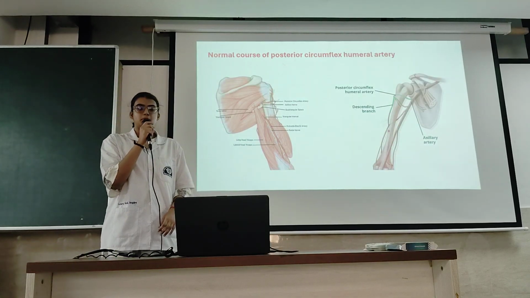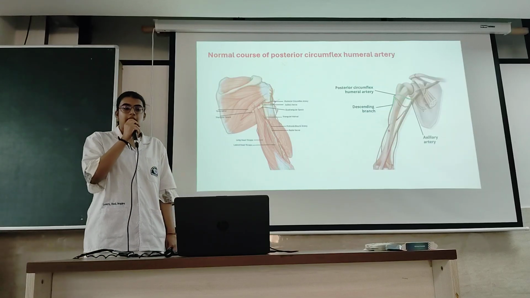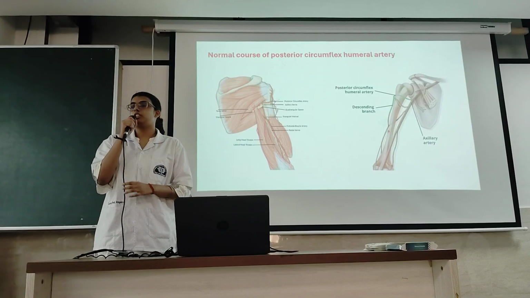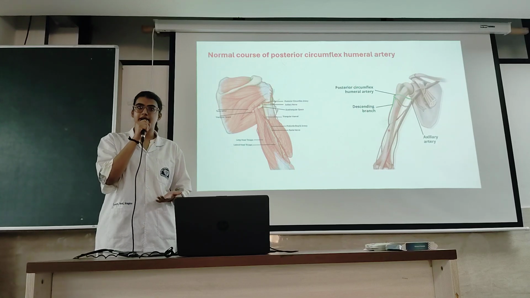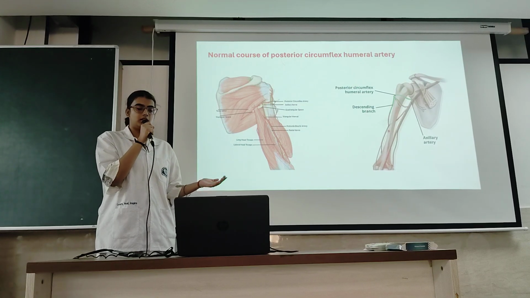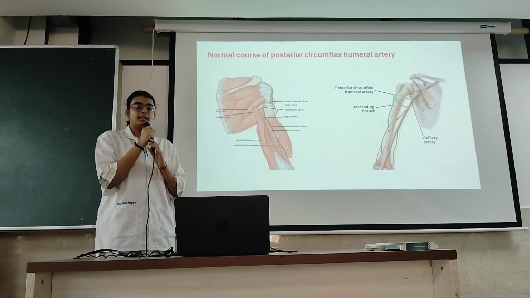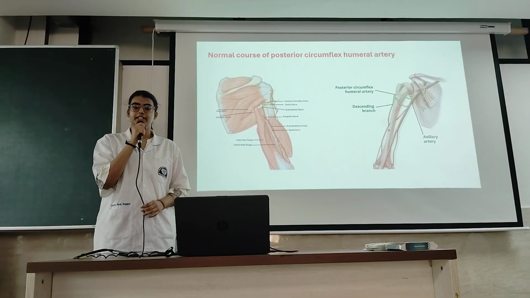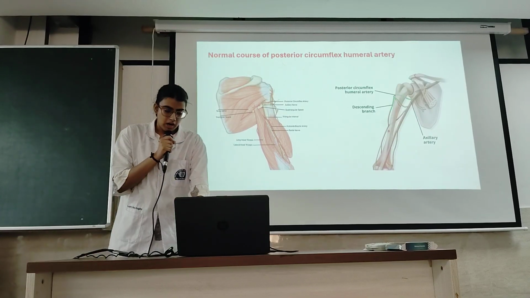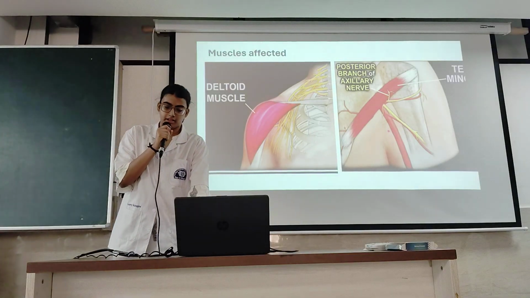Now the normal course of the posterior circumflex humeral artery: it's a branch of the third part of the axillary artery and it follows the same course as the axillary nerve. It also passes through the quadrangular space, supplying the shoulder joint and the muscles of the quadrangular space along with the deltoid muscle. So how are these structures exactly affected?